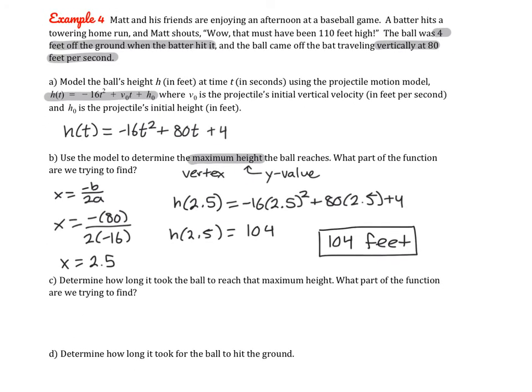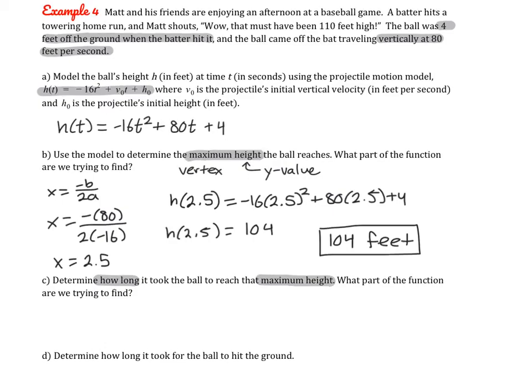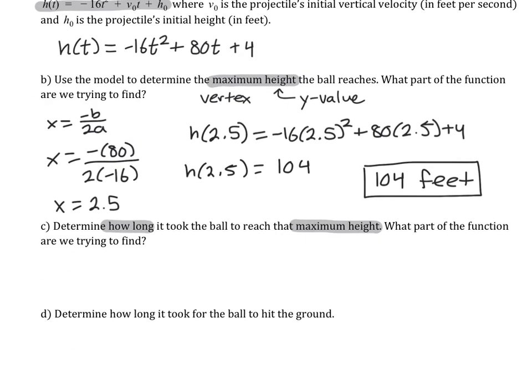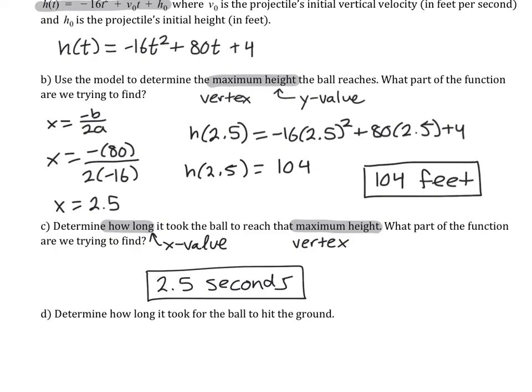In part C, we're asked to determine how long it took for that ball to reach the maximum height. So again, here we see the word maximum. Anytime we see the words maximum or minimum, it's something to do with the vertex. But this time, since they ask us how long, that's a unit of time, which is our x value. So this is the x value of the vertex. And luckily, we already found that in the previous problem. The x value of the vertex is 2.5. So it took 2.5 seconds for the ball to reach that maximum height.